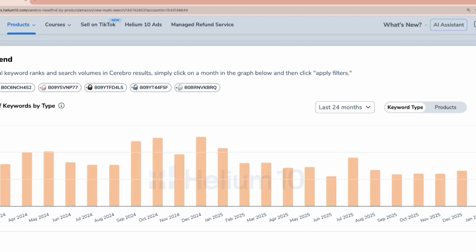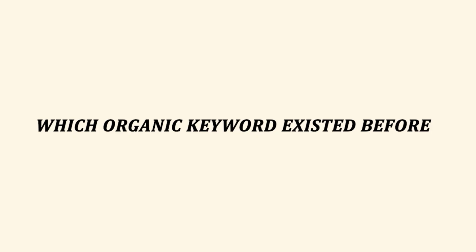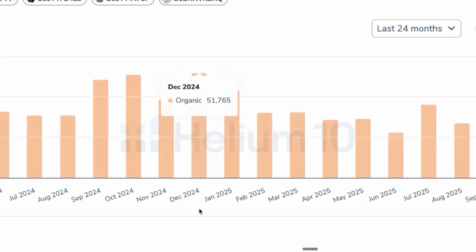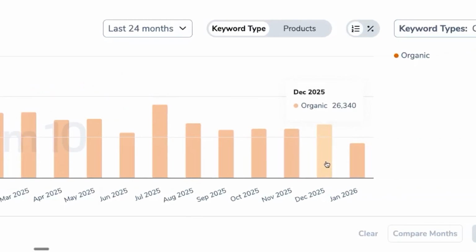All right, so this table is basically answering one question. Which organic keywords existed before and don't exist anymore? Not where they moved, but whether they still exist at all. You notice a lot of keywords that were ranking organically before are just gone now. They're not on page 2, they're not on page 3, they're not ranking. This doesn't have any filters to show only the first page. This is ranking. So there were 51,000 keywords in December 2024 compared to 26,000 in December 2025. So where did all those other keywords go? We'll get into that later on in the video.